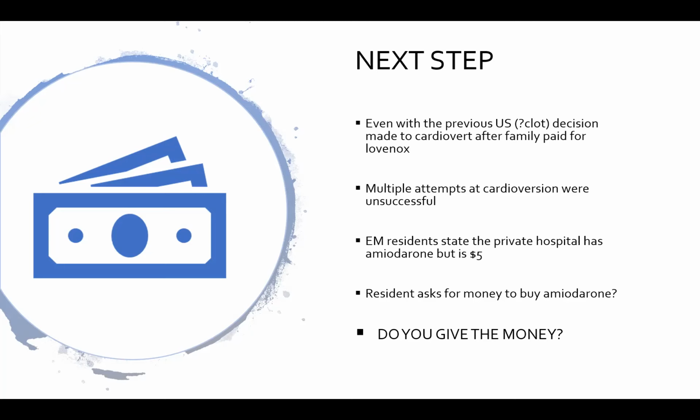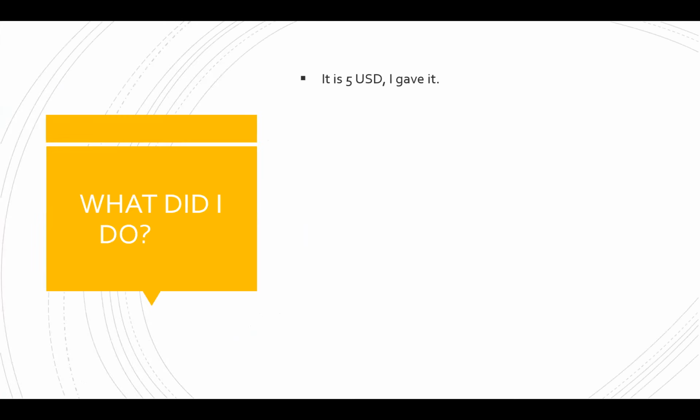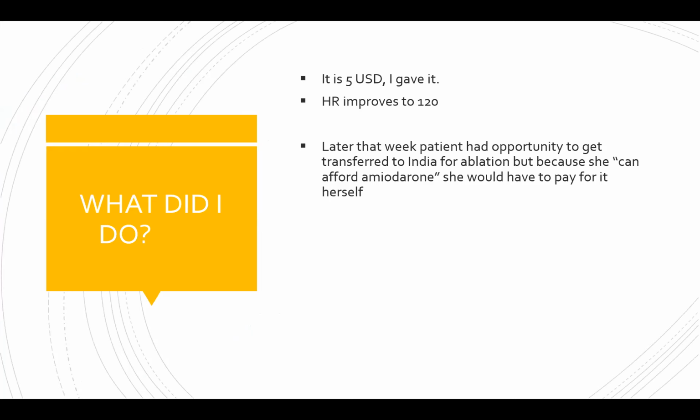But remember that every action you take, even when you think it's ethical, will have downstream effects. So in my attempt to do no harm, or think that I'm doing less harm, I decided to give the money. So I gave the $5. Heart rate improves to 120, patient improves. Later that week, the patient had the opportunity to get transferred to India for an ablation. Because she could afford amiodarone, she would have to pay for that trip herself, because they didn't think that she had the need since she had the money to already pay.